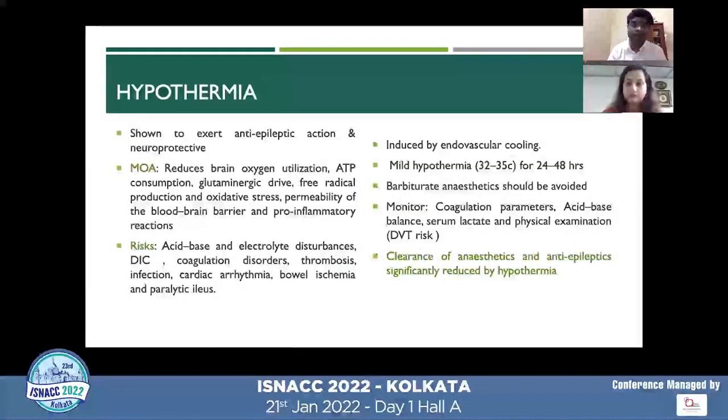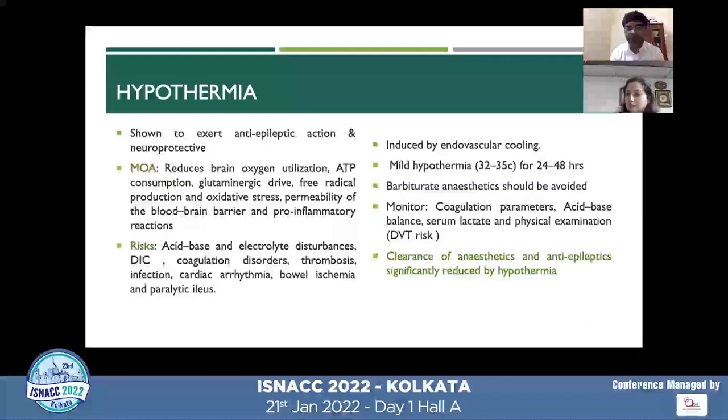Hypothermia. Now, hypothermia exerts its anti-epileptic action and has a neuroprotective role by reducing brain oxygen utilization and ATP consumption, and decreasing the glutamatergic drive, free radical production, and other oxidative stress. What are the risks? Acid-base disturbances, disseminated intravascular coagulation, and thrombosis. So how is it done? It is induced by endovascular cooling, and usually a mild hypothermia of 30 to 35 degrees Celsius is started for 24 to 48 hours. If the seizures are treated, it is continued for 24 to 48 hours. Barbiturate anesthetics are avoided with hypothermia. The patient needs to be monitored for coagulation parameters and acid-base status, basically arterial blood gases.